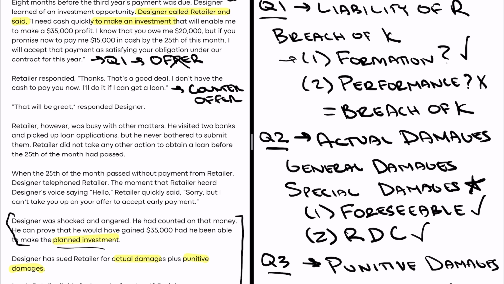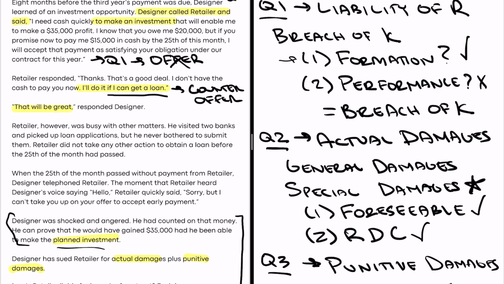Retailer responds, so now retailer makes a new offer that says, "Sure, I'll do it if I can get a loan." We also have an express condition there, and that might become an important fact. He says, "Yes, I accept if I can get a loan." Because he's added different or additional terms to this, it is a counter offer that terminates the original offer. We now have a counter offer at play. Let's see what happens. Right after this, we see that designer accepts. Designer says, "That will be great."